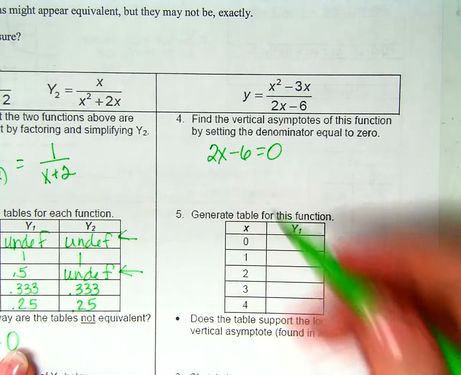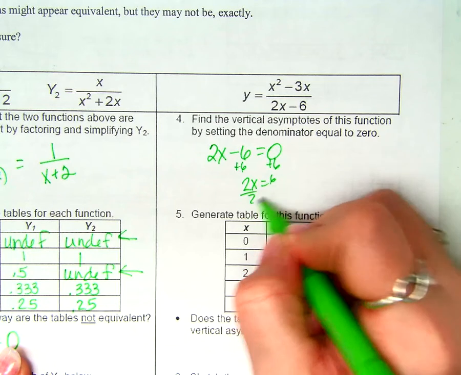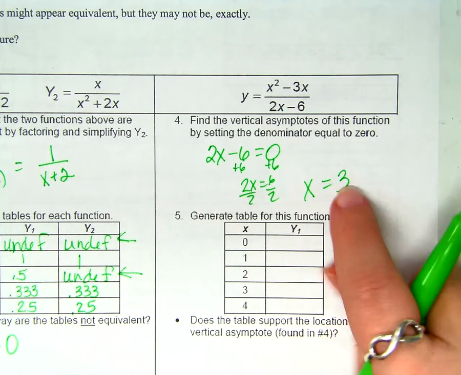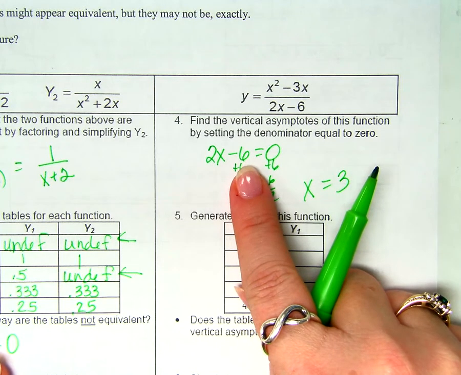Okay, good. So if I add 6, I get 2x equals 6, and then if I divide by 2, I get x equals 3. How many of you could have told me x equals 3 after you wrote that? Anybody?